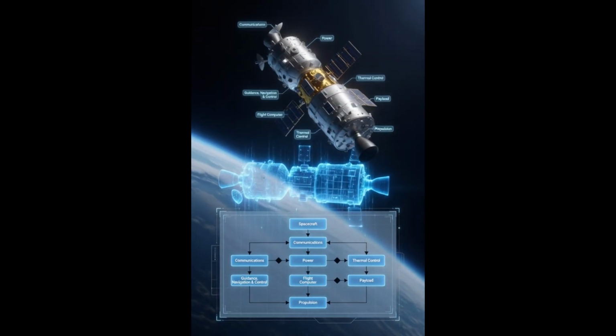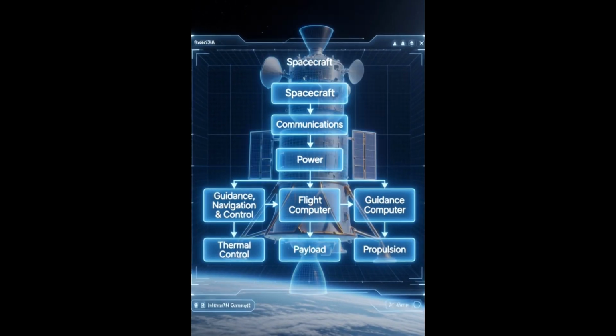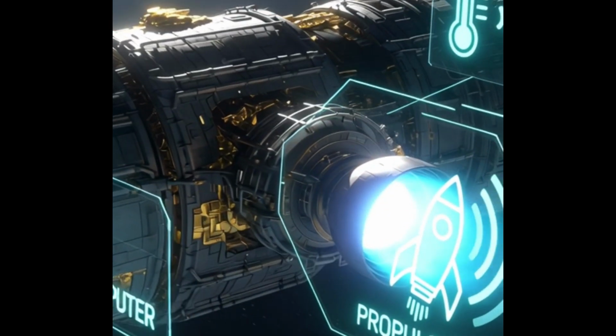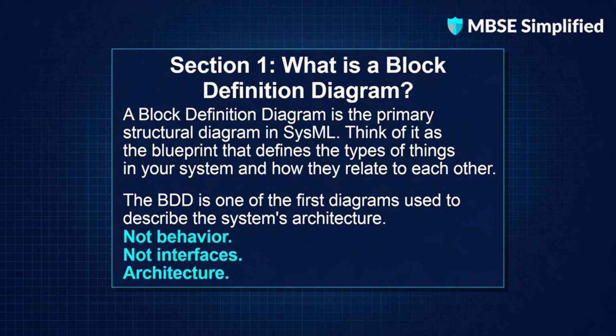To most people, this is a spacecraft, but to a systems engineer, this is a system. Before engineers can build something this complex, they must first understand its structure. This is where the block definition diagram, or BDD, comes in. A block definition diagram is the primary structural diagram in SysML. Think of it as the blueprint that defines the types of things in your system and how they relate to each other. The BDD is one of the first diagrams used to describe the system's architecture, not behavior, not interfaces, architecture.